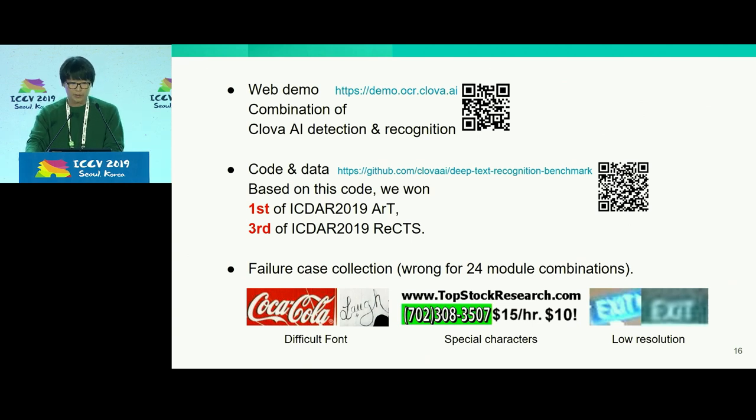And based on this code, we won first place in ICDAR 2019 ART and third place in ICDAR 2019 RECT. We also released failure case collections for the 24 module combinations. There are some difficult clusters, such as text images which contain special characters and text images with low resolution. Thank you for listening.